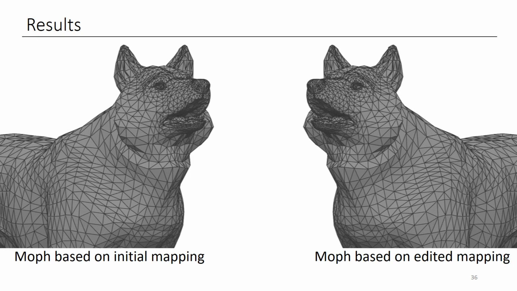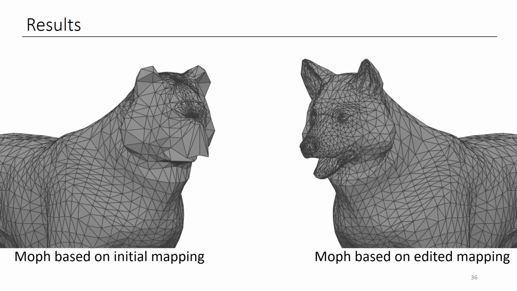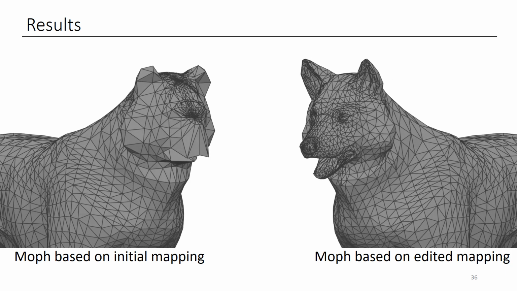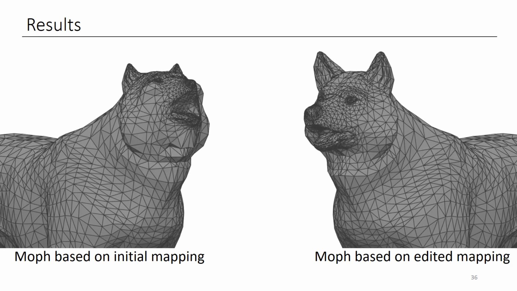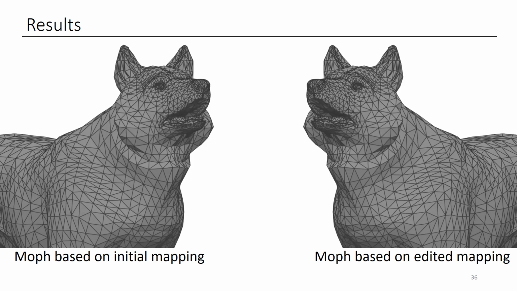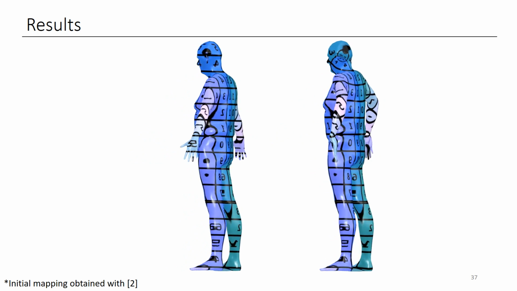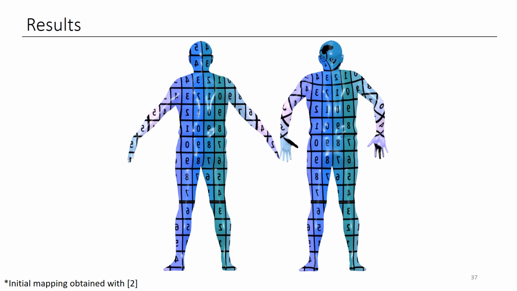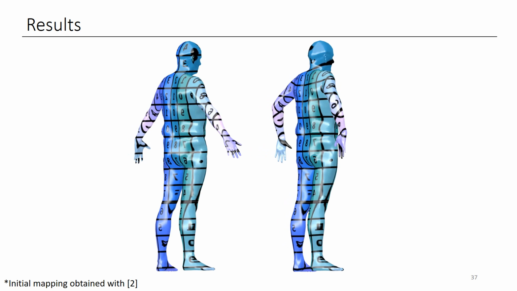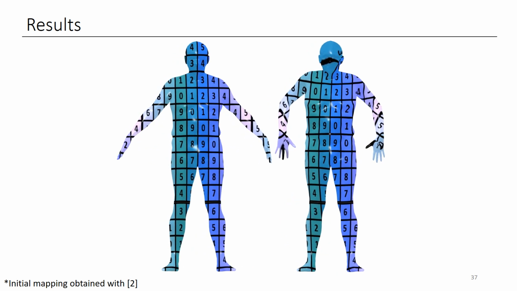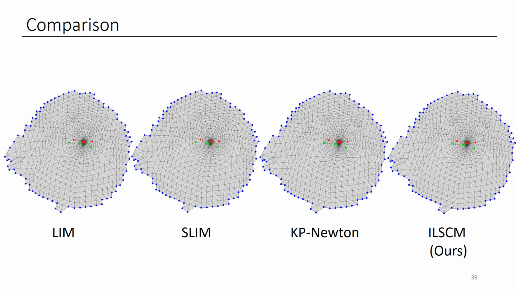In this example, the mapping is adequate for morphing with respect to the body, but the mapping of the muzzle is wrong. Our approach locally adjusts the mapping for the muzzle, resulting in a much more realistic morph. Here's another example for which the initial mapping is globally good, but is locally misaligned in the head region. We use full landmarks to improve the mapping.